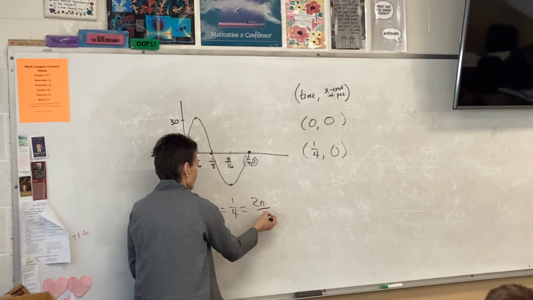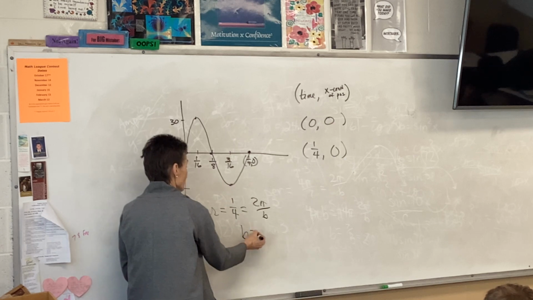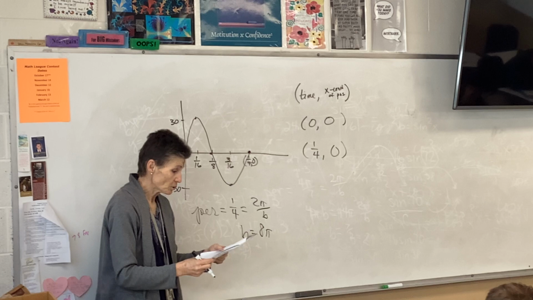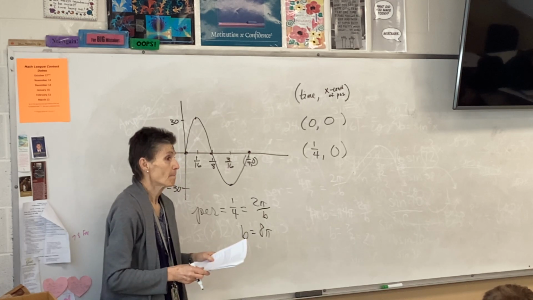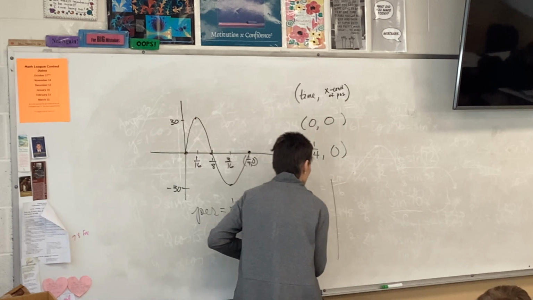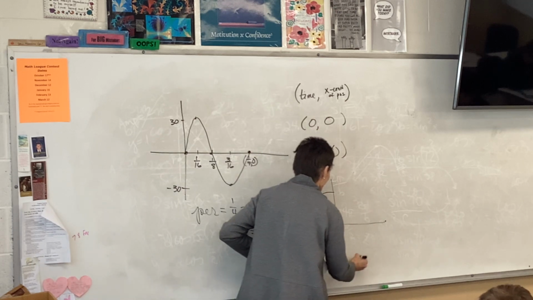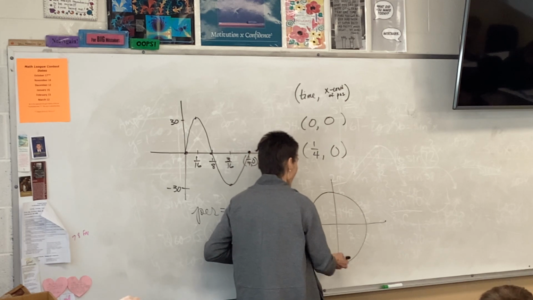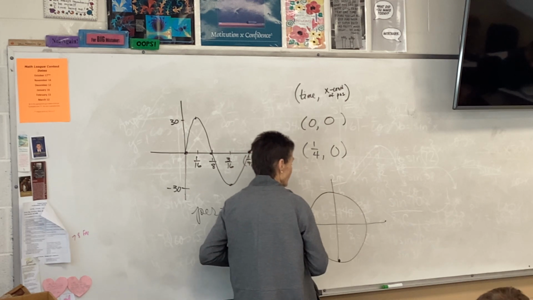So 2 pi over b. So it looks like b has to be 8 pi. So which equation matches? D. D. So again, pay real close attention to these word problems, what x and y actually represent.